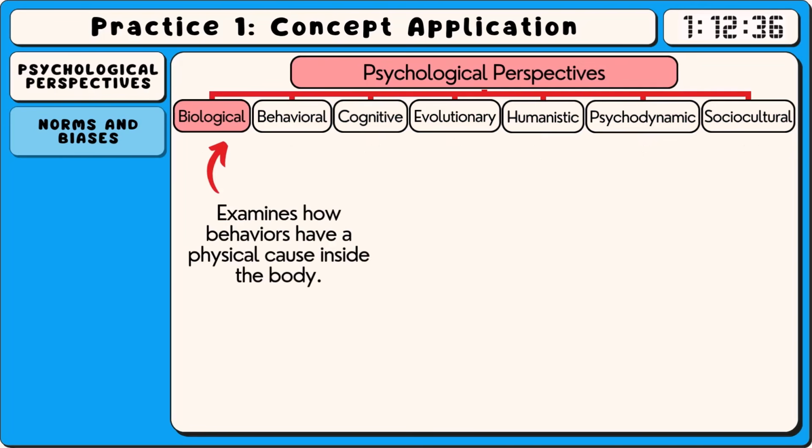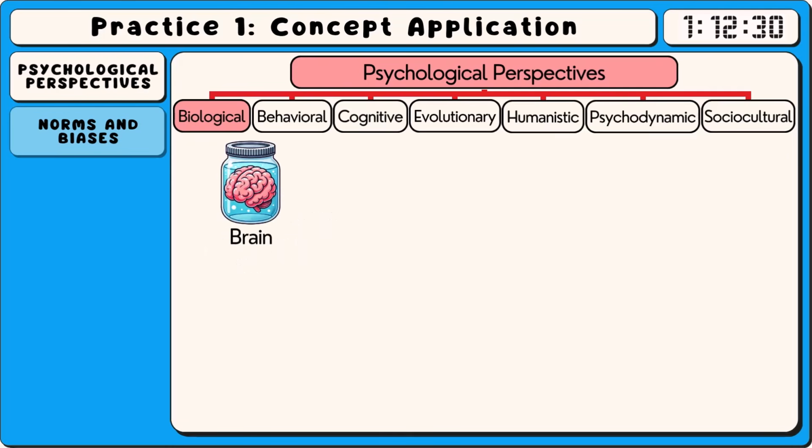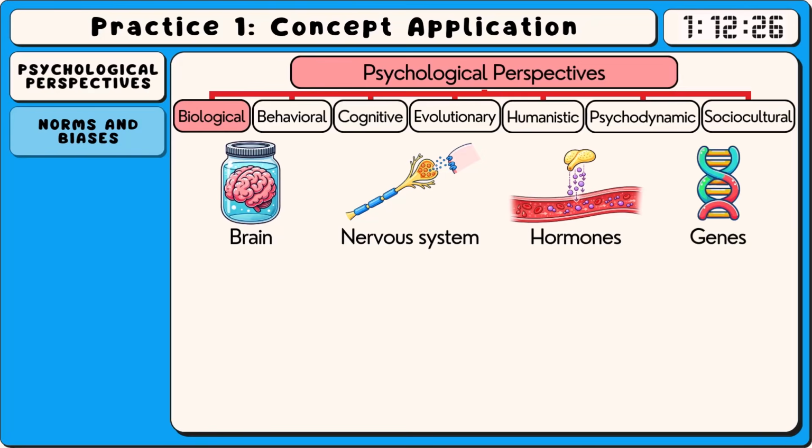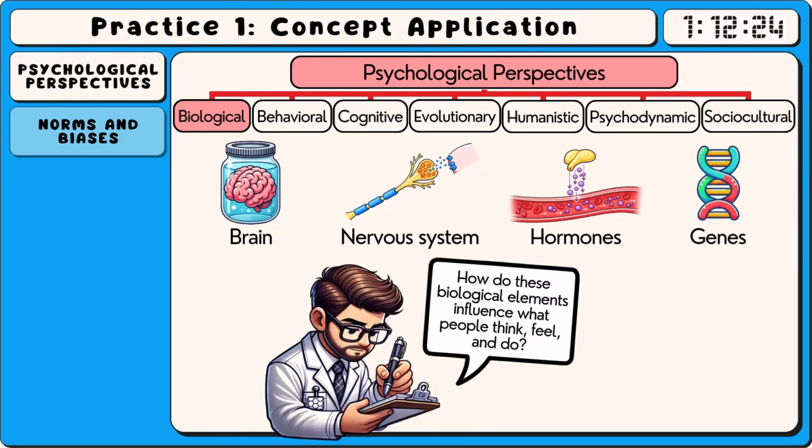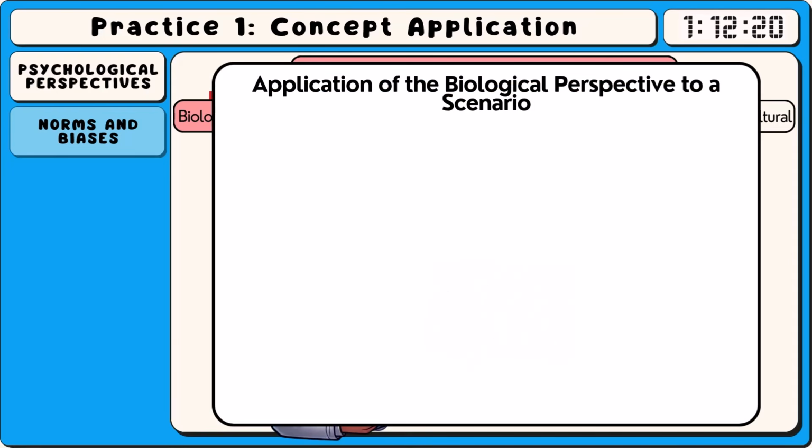Okay, let's start with the biological perspective. This perspective examines how behaviors have a physical cause inside the body. For example, it looks at the brain, nervous system, hormones, and genes to see how these biological elements influence what people think, feel, and do. Let's apply this to a scenario.